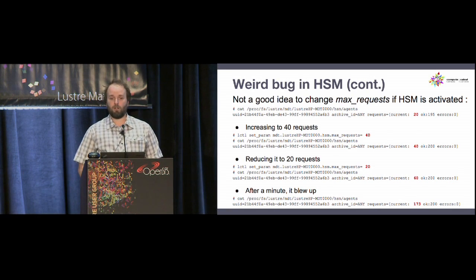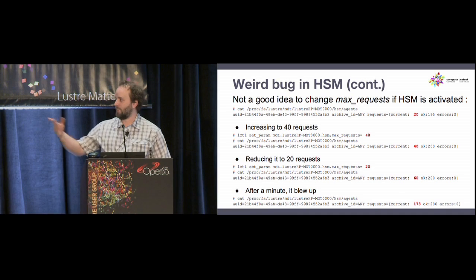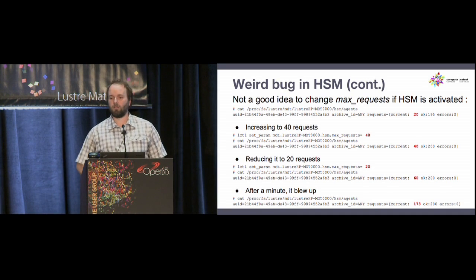It works well when you try to increase the number of HSM Max Requests, but as soon as you start to decrease the number of HSM Max Requests, well, anything can happen. And what we've seen happening is, in the example here, we go from 40 max requests to 20 max requests. And all of a sudden we see 60, 200 requests going on the wire. So the MDS servers kind of seem to lose the map here.